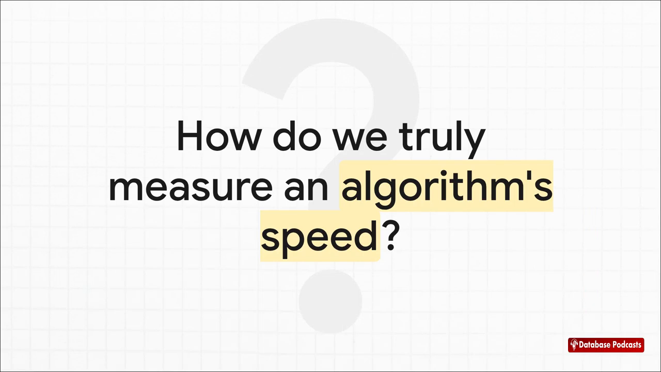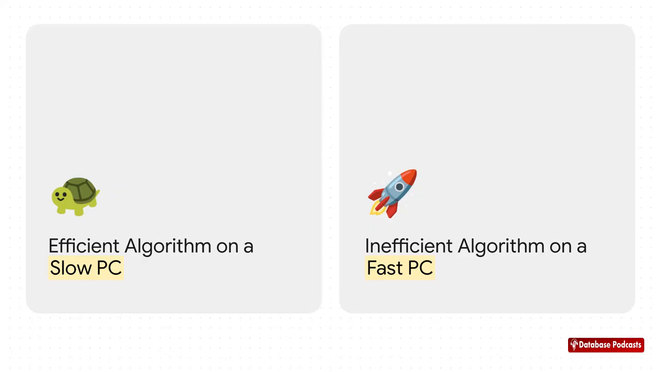How do we figure out if one algorithm is faster than another? Your first thought might be easy, just run them both and see which one finishes first. But hang on. What if one's running on a brand new supercomputer and the other's chugging away on a 10-year-old laptop? The time you measure would be totally misleading. Exactly. The really smart, efficient algorithm on that slow PC might actually look slower than the clumsy, inefficient one on the beast of a machine. So that raw time tells us nothing about the algorithms themselves. It only tells us about the specific environment they ran in.